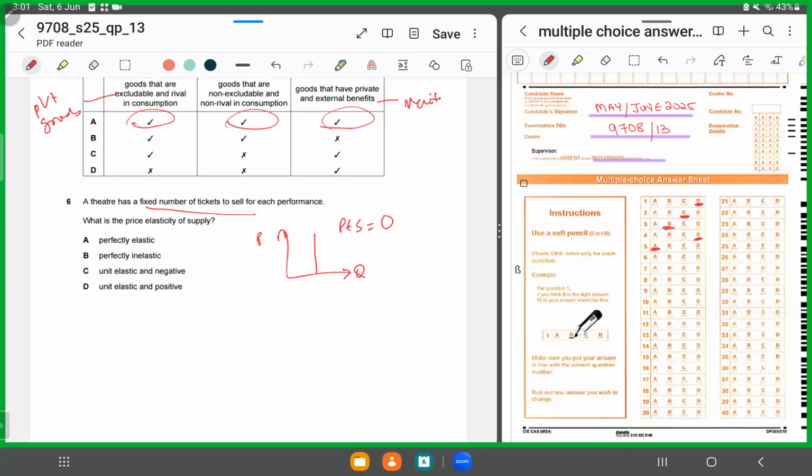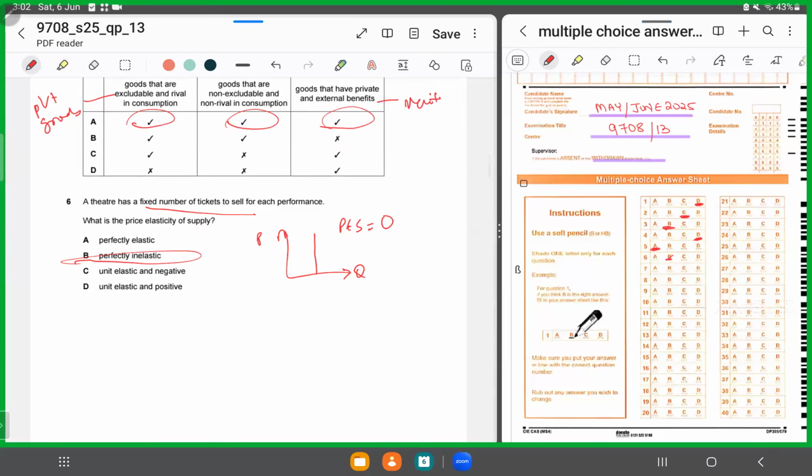So when it's perfectly inelastic, that means no matter whatever happens to the price, the quantity of the tickets cannot be increased. You cannot increase the number of seats, right, in the theatre, right? So that means it has to be perfectly inelastic. For 6, we'll shade in B as the correct answer.